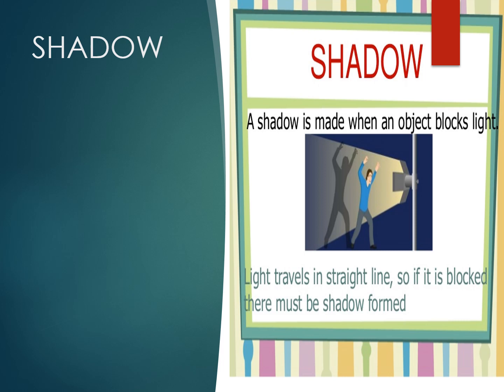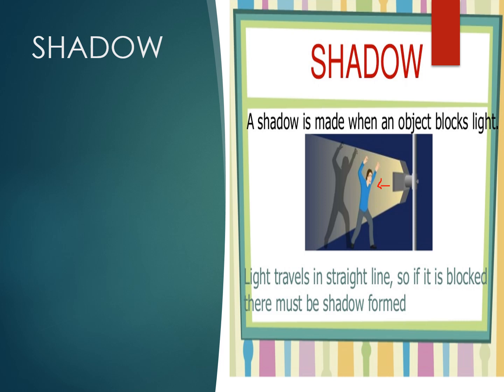Shadow is made when an object blocks light. That means his body here blocks the light from crossing his body to the other side. Light travels in a straight line. So when these straight lines try to cross his body here, the light will be blocked at his body. So his body will block the light from moving to the other side. So we will have a new shadow.